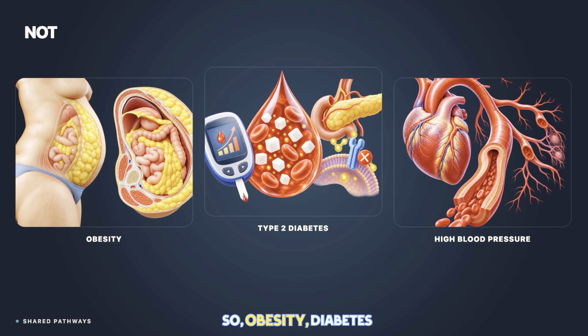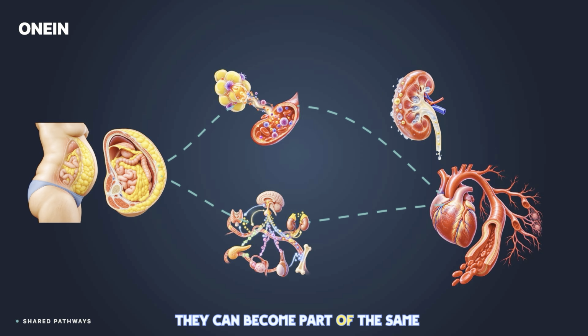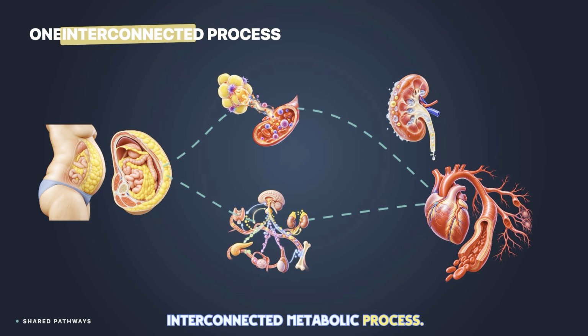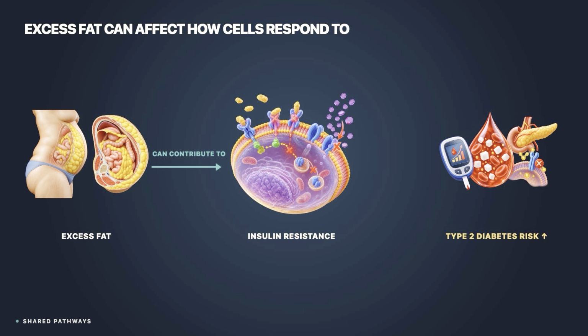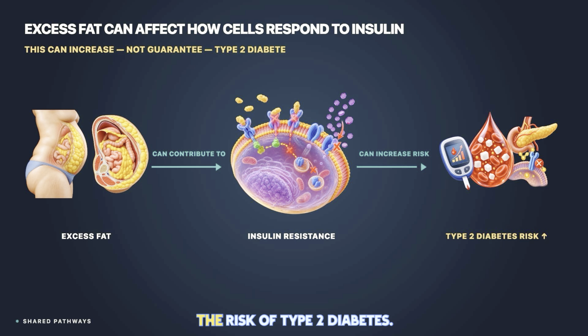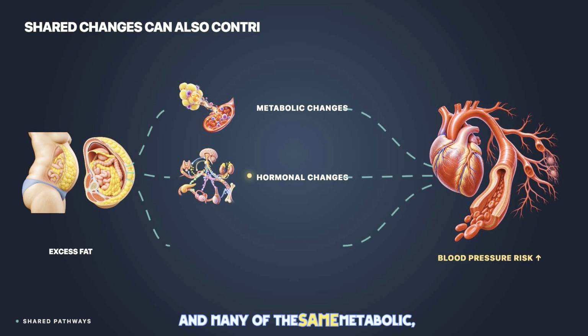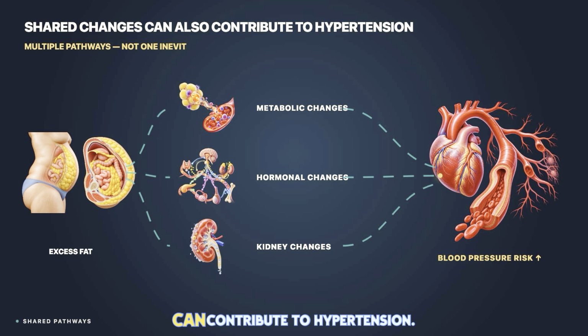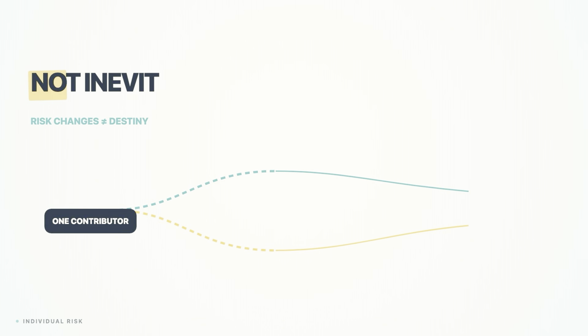So obesity, diabetes, and hypertension aren't three completely separate problems. They can become part of the same interconnected metabolic process. Excess fat contributes to insulin resistance. Insulin resistance increases the risk of type 2 diabetes, and many of the same metabolic, hormonal, and kidney changes can contribute to hypertension. But there's an important detail.